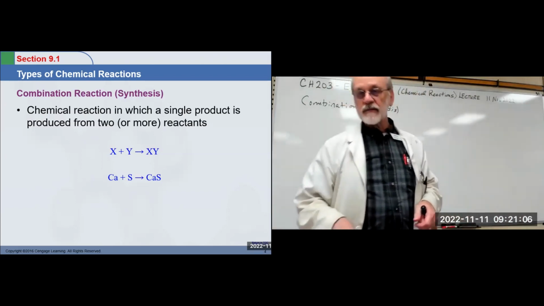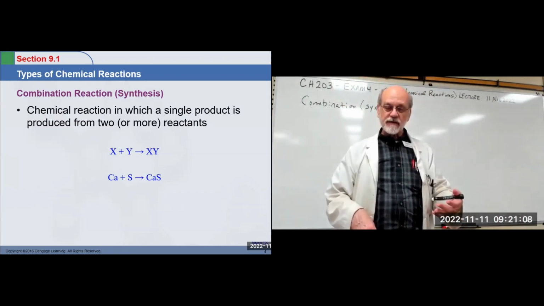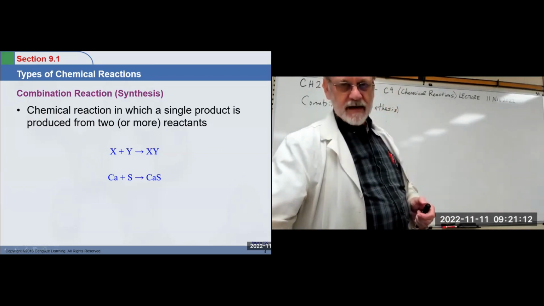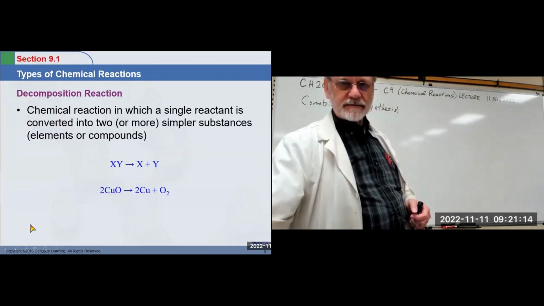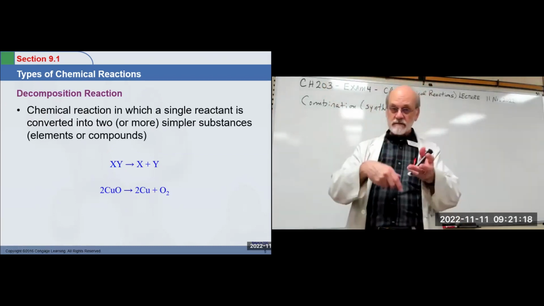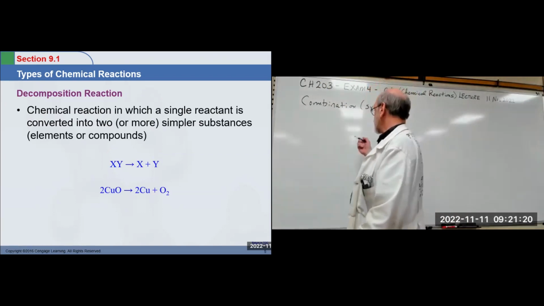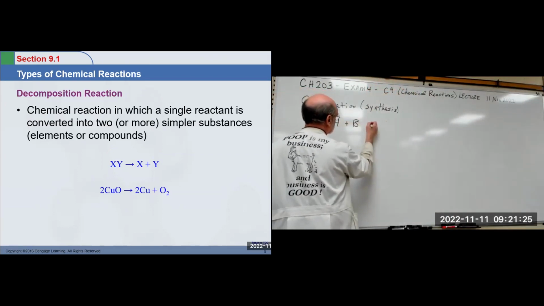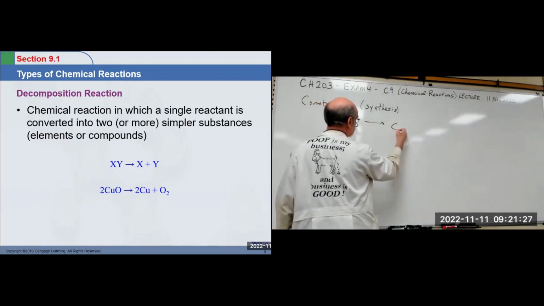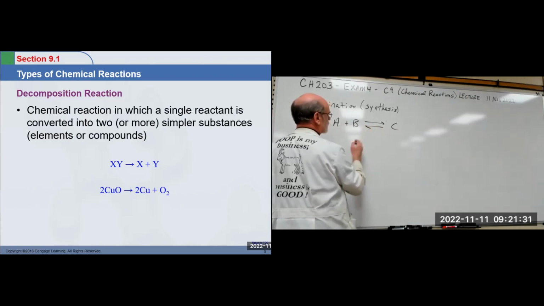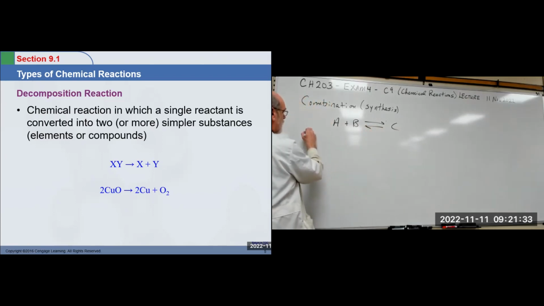Calcium plus sulfur yields calcium sulfide. That's an example. A synthesis or a combination. The other way around, you just flip the reaction around. So if you said, I'm going to use A and B. If you said A plus B yields C, then you can also go the other direction. And in that case, it would be a decomposition.